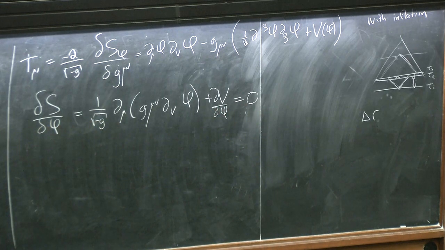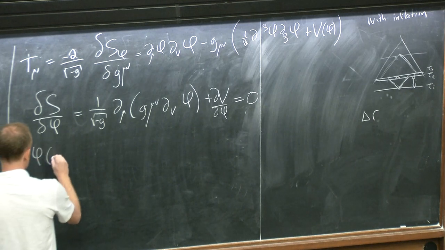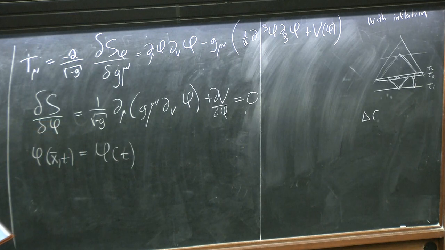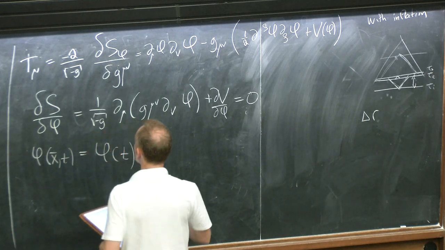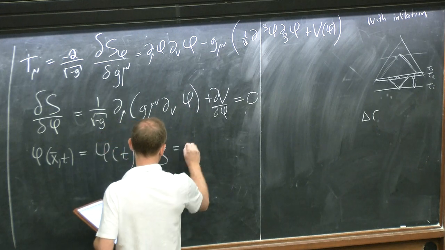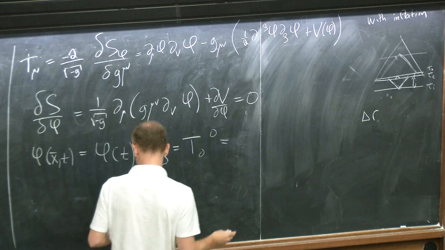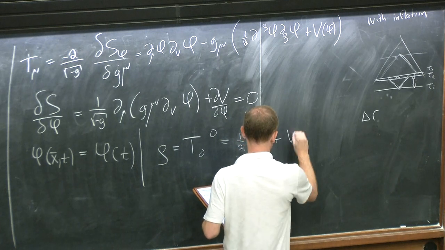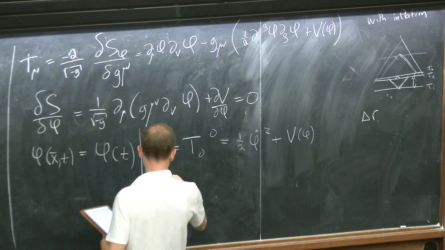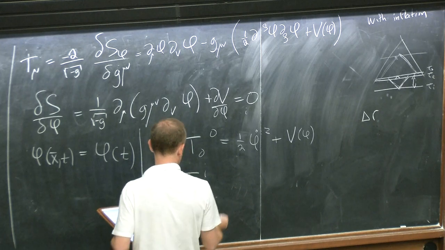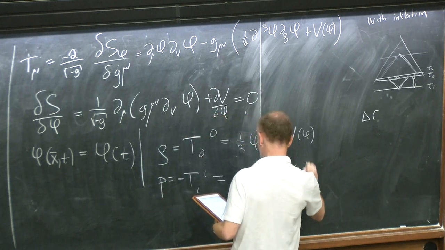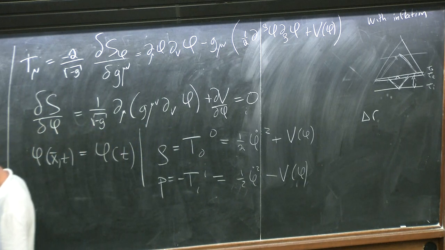So these look a little complicated. But let's assume, as we did for the metric, homogeneity, meaning that phi is only a function of time and not a function of space. Then a lot of things simplify. So rho, which is T00, is just 1/2 phi dot squared plus V of phi, and p, which is minus T_ii with no sum, is 1/2 phi dot squared minus V of phi. And all the other components of the stress tensor are 0.